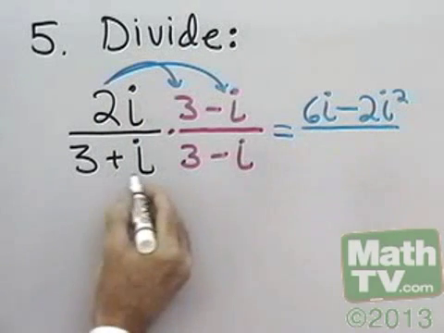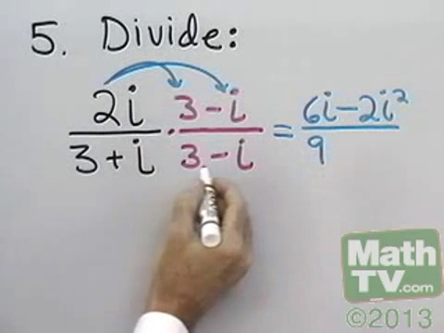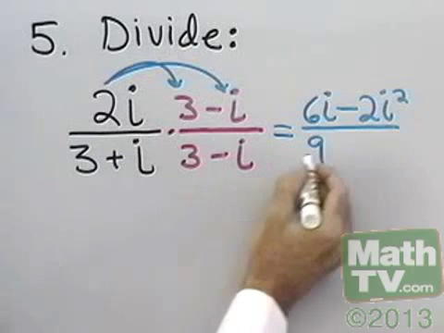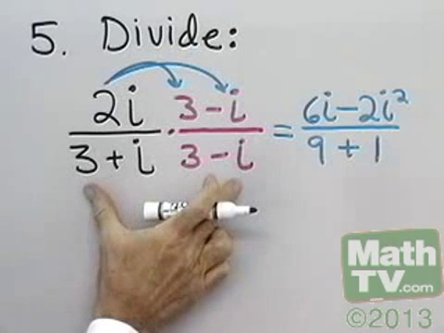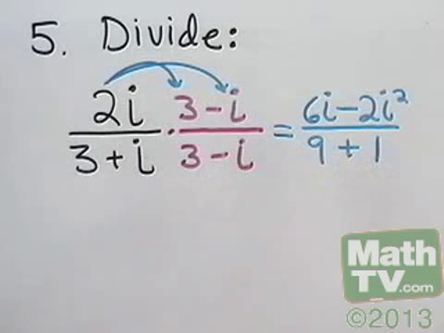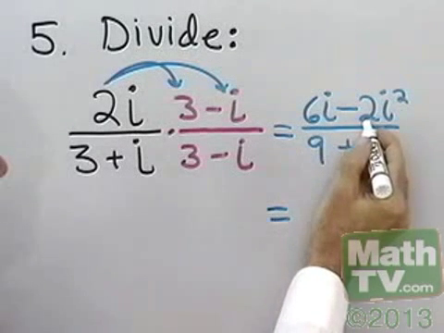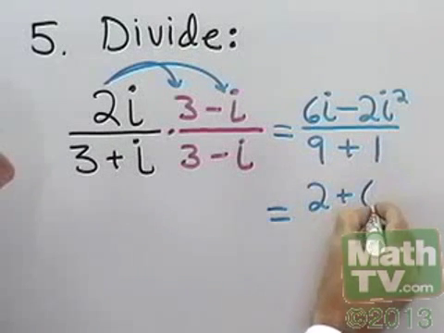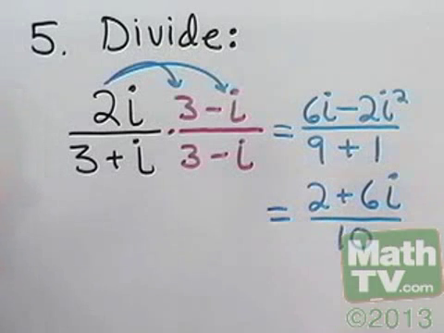And in the denominator, when I multiply conjugates, I'll have 3 times 3 is 9. Positive i times negative i is negative i squared. A negative i squared is a positive 1. And then my inside term is 3i, my outside term is negative 3i, so those add to 0. So I just end up with 9 plus 1. Now I'll simplify the numerator here. Negative 2 times i squared will be positive 2 plus 6i, all divided by 10.